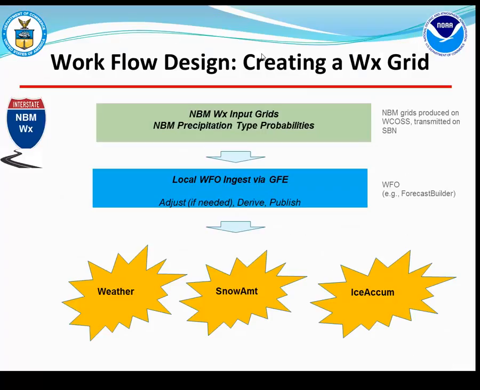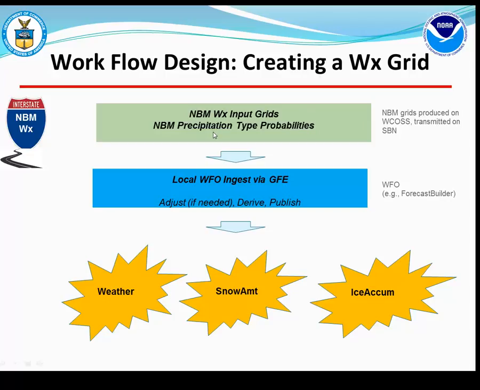So an overarching workflow design that was created by a team of SOOs in the 2016-2017 period for the NBM version 3 takes the NBM weather input grids that I just discussed and the raw precipitation type probabilities, which are conditional. The NBM creates those on WCOSS, and those are transmitted via the SBN and will be available in AWIPS version 17.2.1.